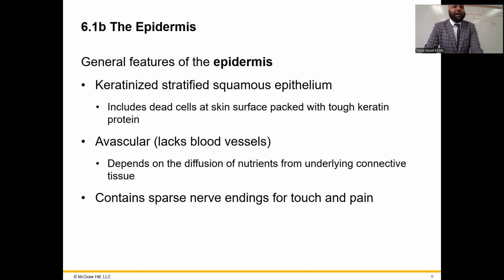Anyways, you have to understand the structure of your skin. They are keratinized, stratified squamous epithelium, and it includes dead cells at the skin surface, packed with tough keratin protein. Avascular tissue: the epidermis is avascular because it lacks blood vessels, and it depends on the diffusion of nutrients from the underlying connective tissue. So it contains sparse nerve endings for touch and pain.